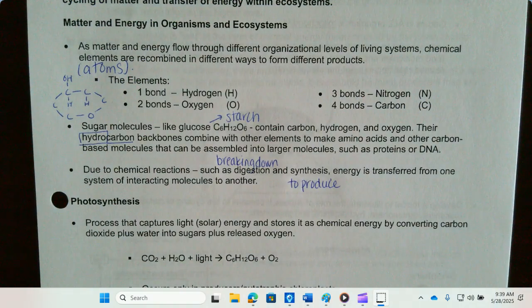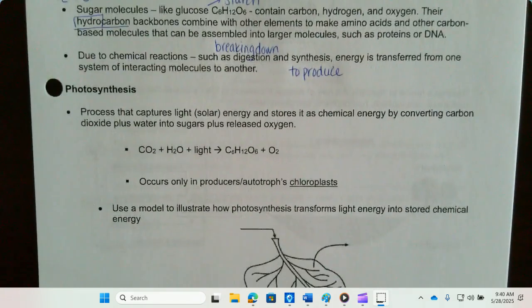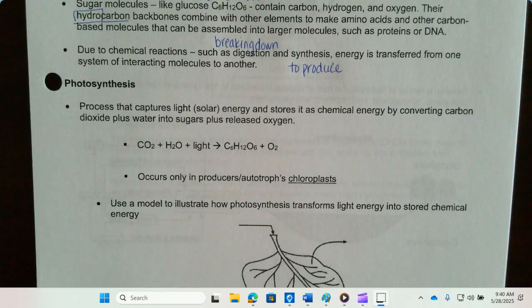Now let's apply our knowledge of matter and energy to photosynthesis. Keep in mind, matter is going to be anything that takes up space. That includes solid, liquid, and gas. Yes, even something like oxygen or carbon dioxide or helium, all of those have mass associated with them, even though they're gases. First thing we have is photosynthesis.